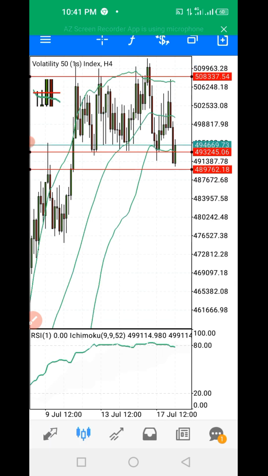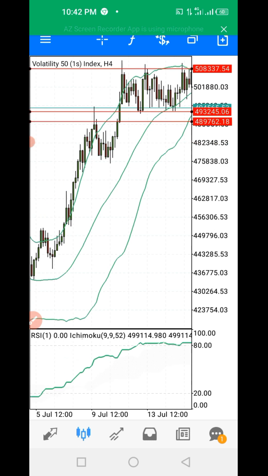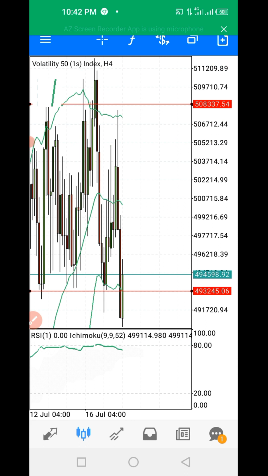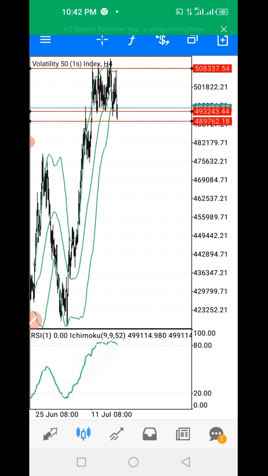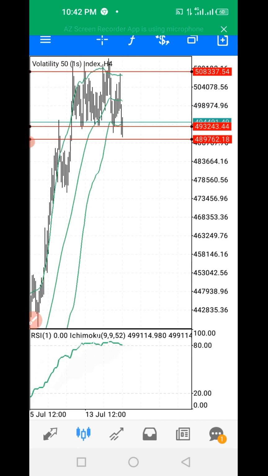Look at this resistance level at the top here. Now let's analyze this market together. If we break this first support level, I'm trying to zoom the screen a little bit. If we break this first support level, which is this one here, the last one, we are heading down to this point here.